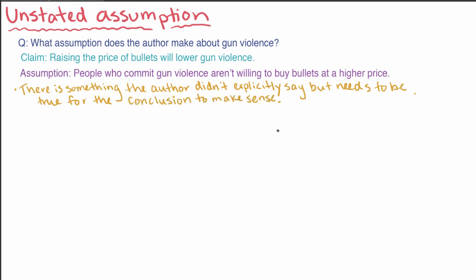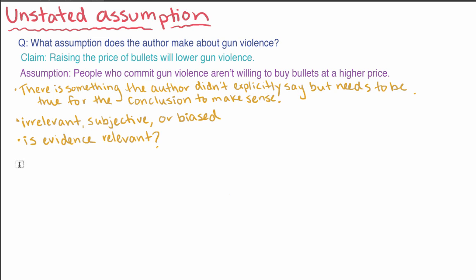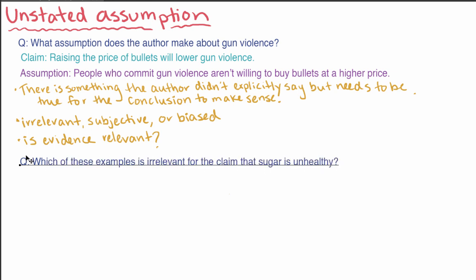Sometimes an author will provide irrelevant, subjective, or biased information to try to support their ideas. It's important to consider whether the evidence is actually relevant for the point that the author is trying to make. An example of a question about this is which of these examples is irrelevant for the claim that sugar is unhealthy?